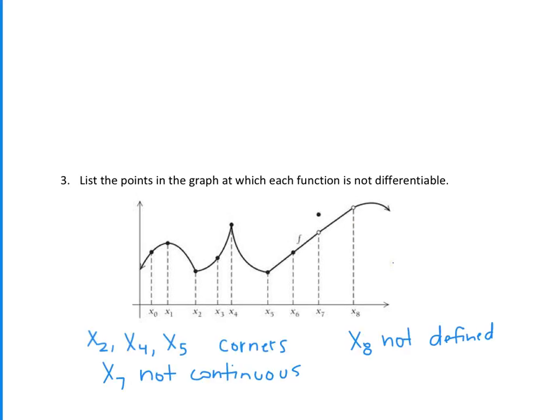So in conclusion, we can say that at the points x sub 2, x sub 4, and x sub 5, the graph is not differentiable because we have corners. And then at x sub 7, it is not differentiable because it is not continuous at that point. And then at x sub 8, the function is not differentiable because it's not defined at that point.